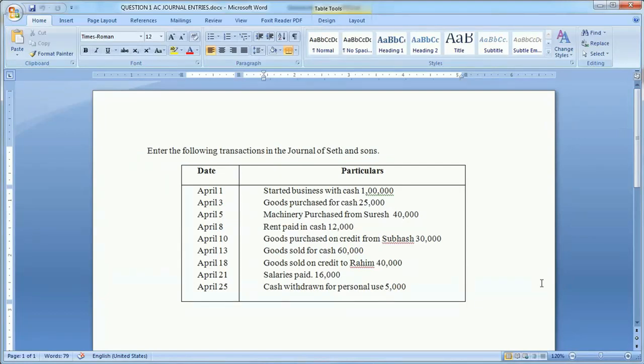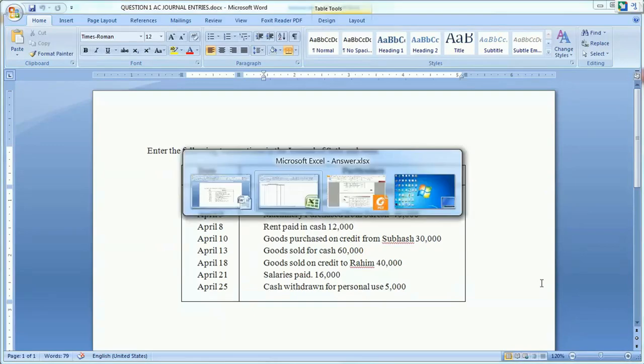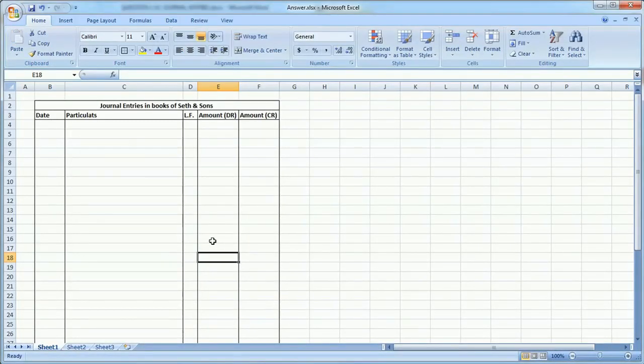So let us first draw the pro forma of the journal. See, the journal entry or a journal book should look like this. The heading should come: journal entries in the books of Messrs. Seth and Sons. Any journal should have 5 columns. The first column will be for the date at which the transaction is happening. Second should be the particulars column. Third should be the ledger folio. Fourth, the debit amount, and fifth, the credit amount. Now let us start the problem.